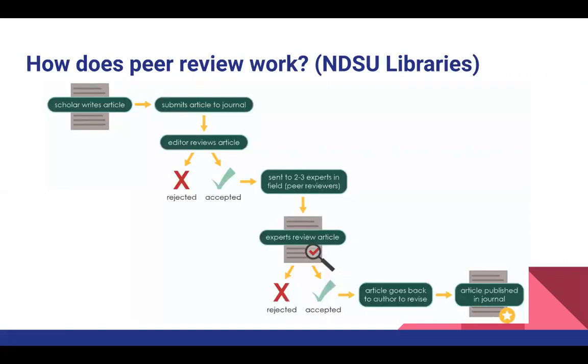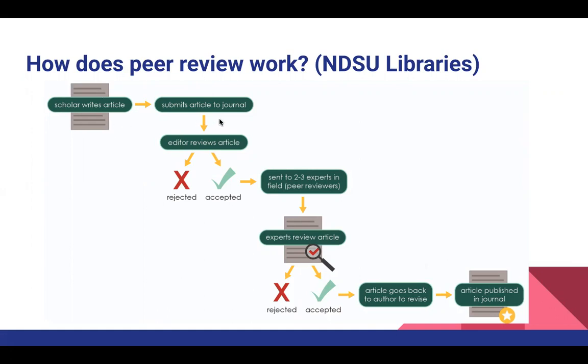So how does peer review work? I found this infographic, which I think explains it relatively well. In terms of journal article publishing, a scholar writes an article. They've done some research and they write about it.